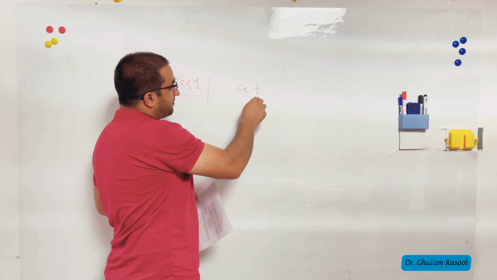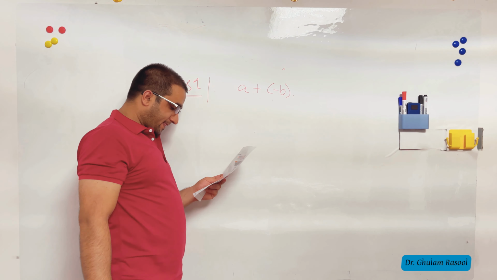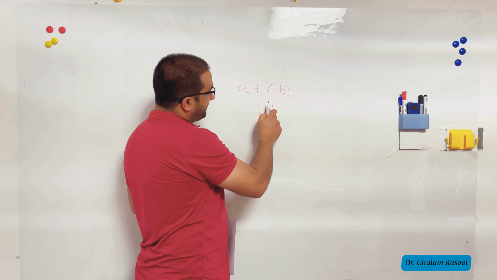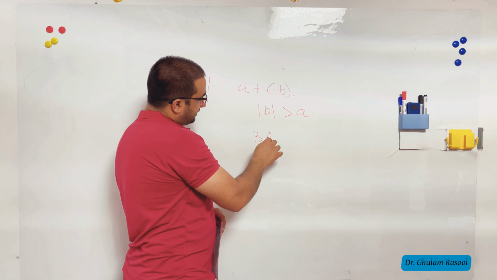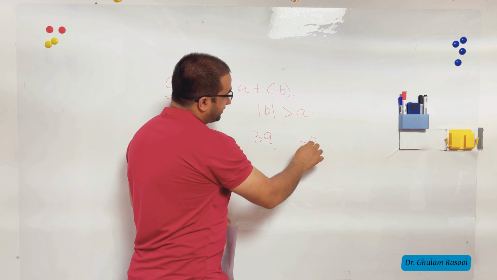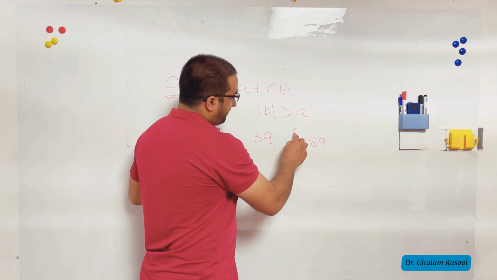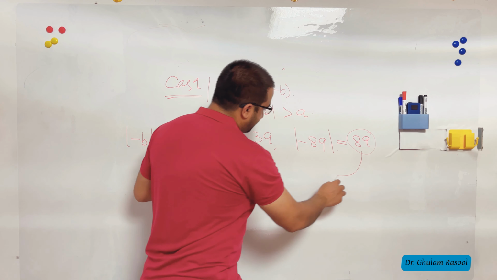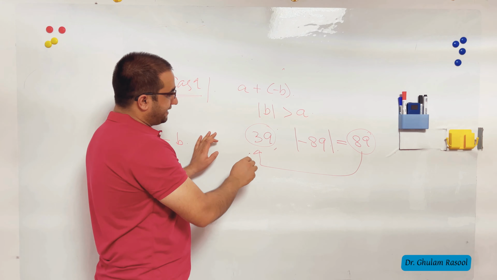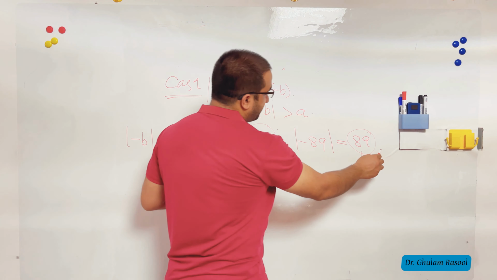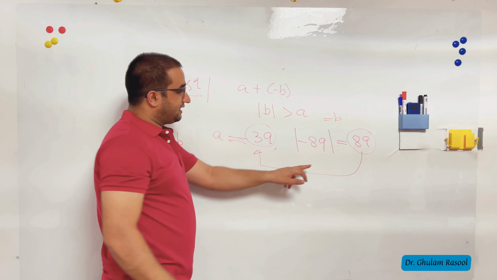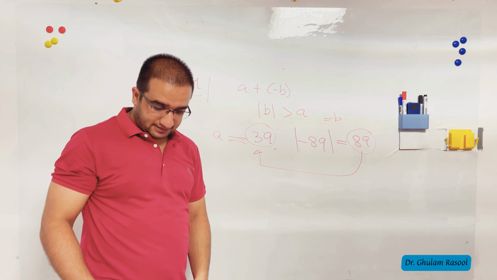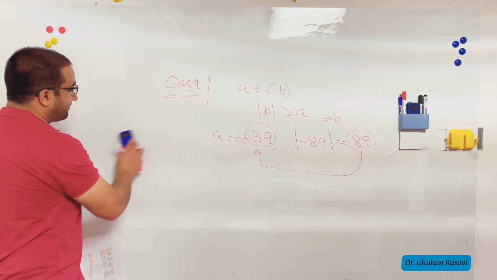One case is to add two numbers, a plus negative b, such that the absolute value of b is greater than a. The sum of these two numbers. Now, if I look at this number, the absolute value of negative 89 is 89, and this number is actually greater than this number a. This was my a and this is my b. So the number b is greater than the number a. In that case, we will follow these steps.